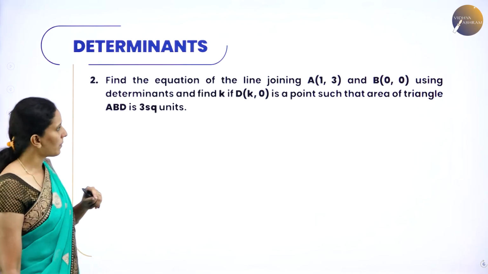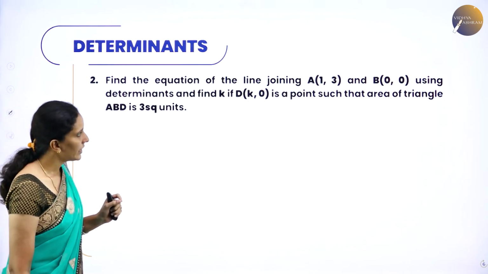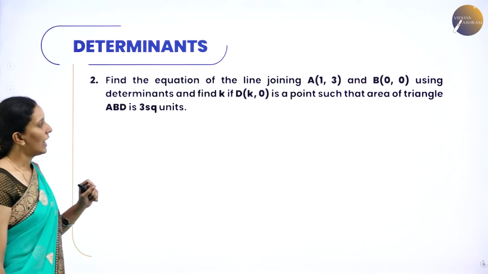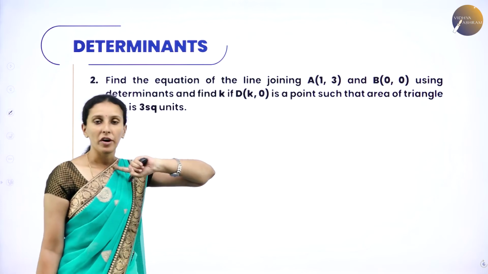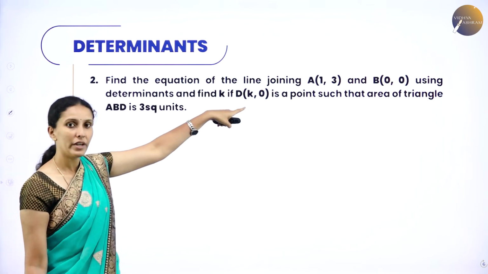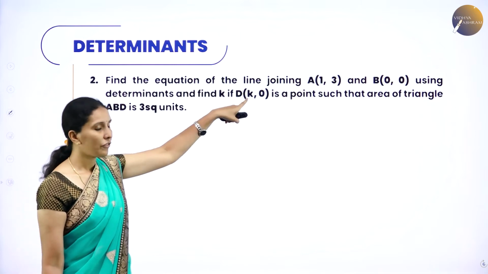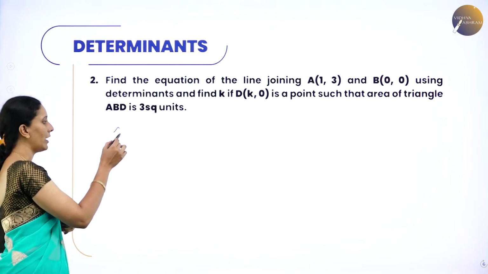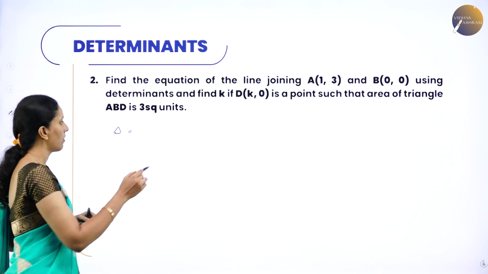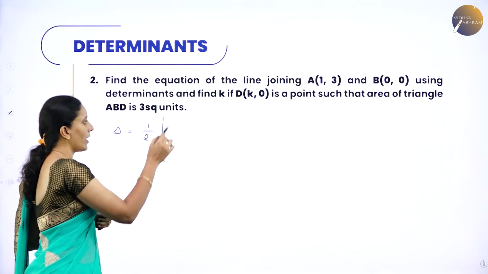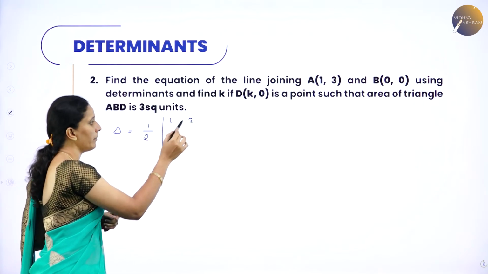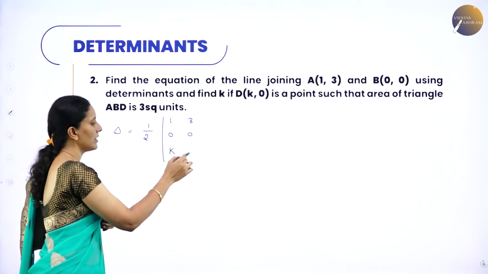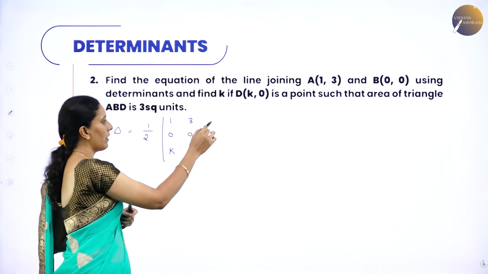Now next there is one more sub question: find k if D(k, 0) is a point such that the area of triangle ABD is 3 square units. At first they have given these points of a straight line, and now they are telling us there is one more point, k, 0. We need to find the value of k so that the area of the triangle is 3 square units. So what is the formula we have? Delta is equal to 1 by 2 times the determinant with rows x1, y1, which I take as 1, 3; next x2, y2, which I take as 0, 0; and the third one is k and 0. Here the last column is 1, 1, 1.